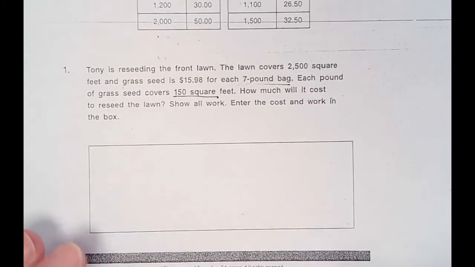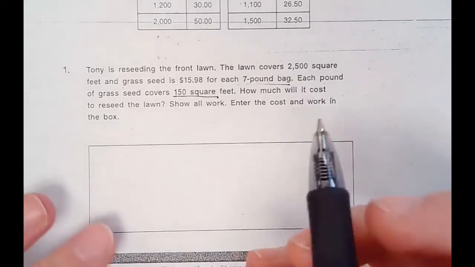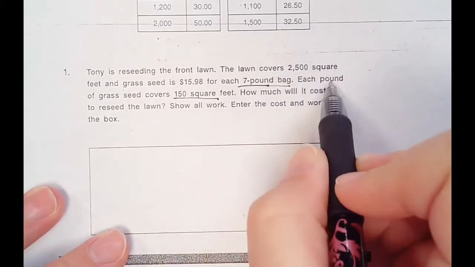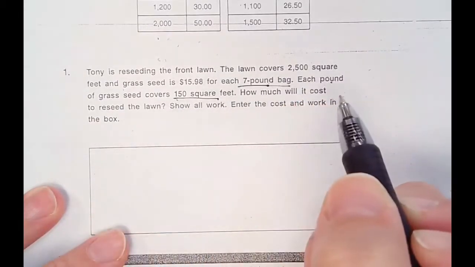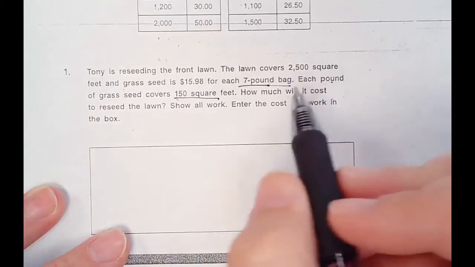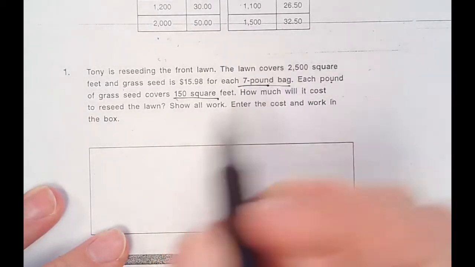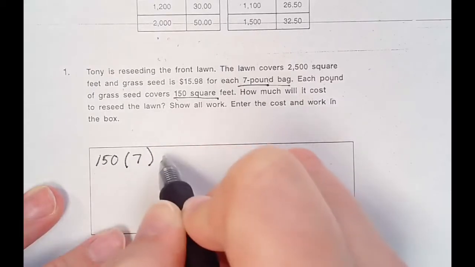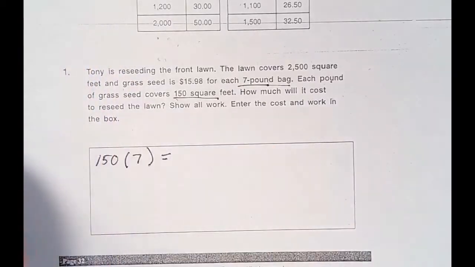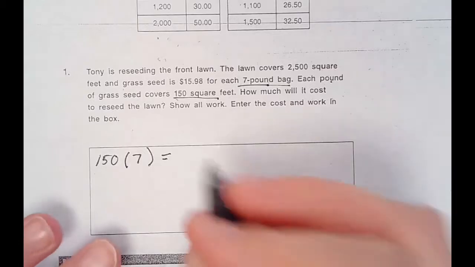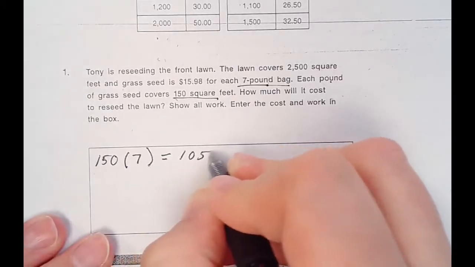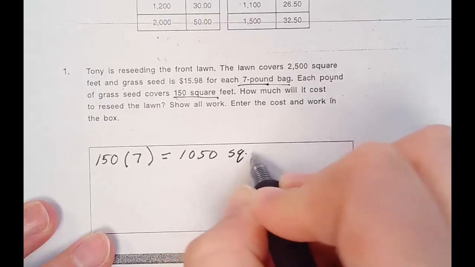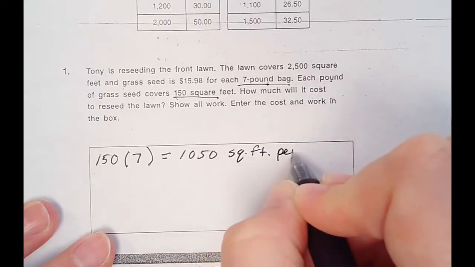So first thing we need to find out, each bag is 7 pounds, but now they broke it up. Each pound covers 150 square feet. So I need to find how many square feet a whole bag is. So 150 times 7 pounds equals, plug it in, 150 times 7, that's 1,050 square feet per bag.